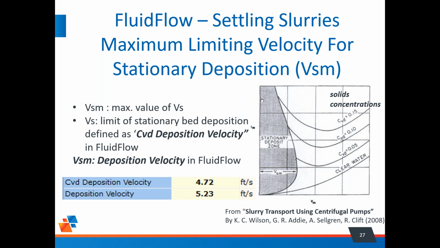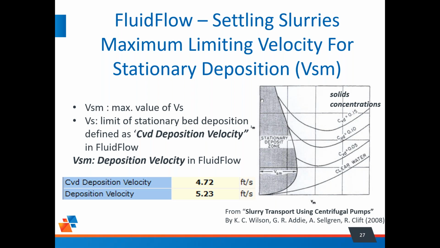The maximum deposition velocity, the maximum limit of stationary deposit, is defined as the deposition velocity in FluidFlow. It's the velocity that represents the point at which no settling will occur, regardless of solid concentration. So basically, we're eliminating the solids concentration variable, and this way we're making sure that no saltation will occur. In the example on screen, the deposition velocity is 5.23 feet per second. We're looking for velocities higher than that.